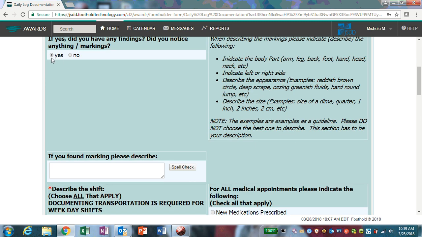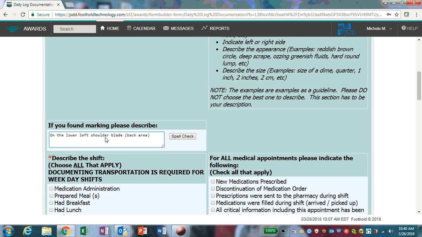So I'm going to put, yes, I found something. Now, if you found marking, please describe. So indicate the body part, arm, leg, back, foot, hand, head, neck, etc. Indicate left or right side. On the lower left shoulder blade, back area. So we know that now I know it's the lower left shoulder blade.